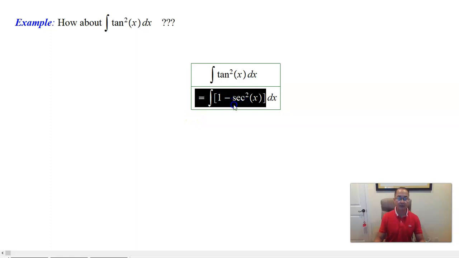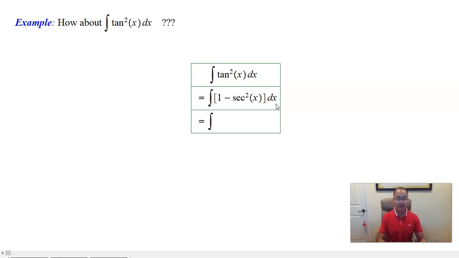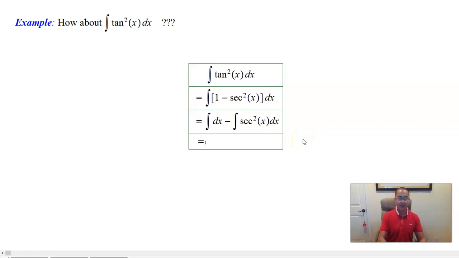And we will just break that up. So of course we get just the integral of dx minus the integral of secant squared dx. Okay, the integral of dx just becomes x. The integral of secant squared is tangent x, because the derivative of tangent is secant squared. So we get x minus tangent x plus c. That is our antiderivative for tangent squared.